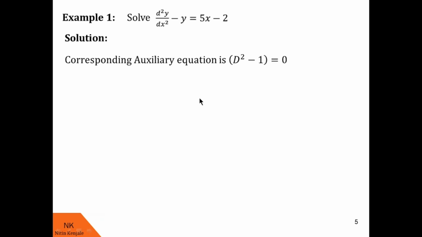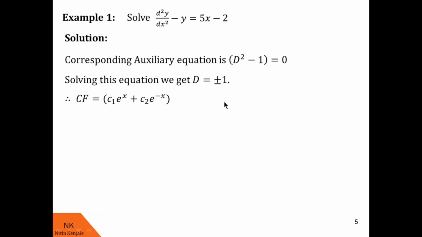The corresponding auxiliary equation of this differential equation is D square minus 1 is equal to 0. Let us solve this equation. After solving, we see that the roots of this equation are plus and minus 1. That means the roots are real and distinct. Therefore, the corresponding complementary function is given by c1 e raised to x plus c2 e raised to minus x. Now let us proceed to the particular integral yp.